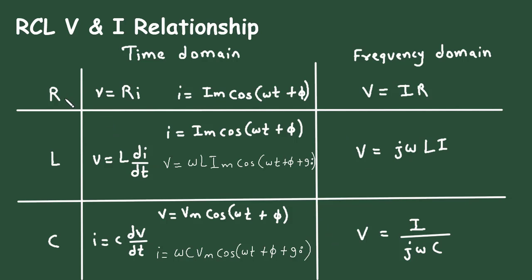Once more, let's revise it. For a resistor, V is equal to R into I, that is voltage is equal to resistance into current. This is in time domain format, so the voltage v will be in small letters, and this current i will also be in small letters. So i is equal to Im cos(omega t plus phi). For a resistor, the voltage and current are in phase. For frequency domain, V is equal to I into R.